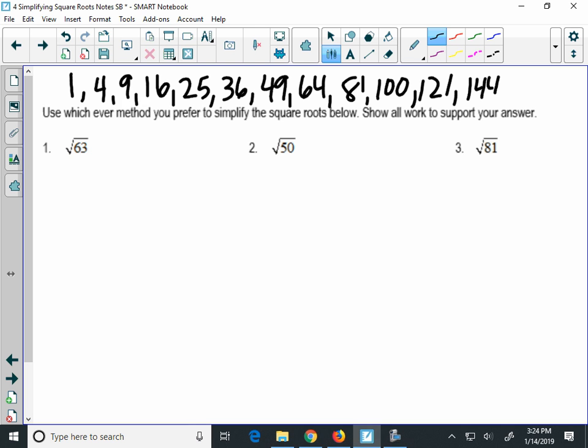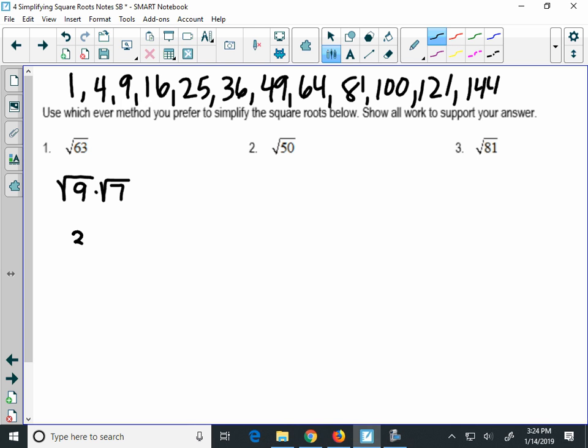All right, here's our perfect squares. From that list, 63, the biggest perfect square that goes into 63 is 9. 9 times 7 gives you 63. So I'm going to skip right to this part where I can break up that square root. The square root of 9 times the square root of 7 is the square root of 63.